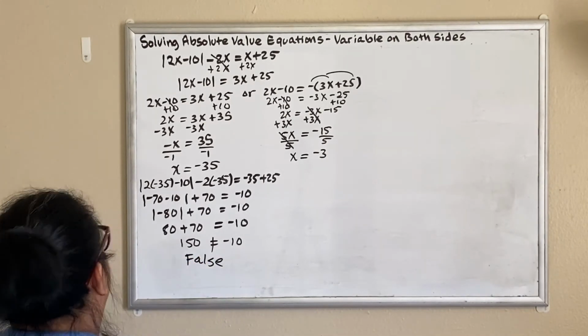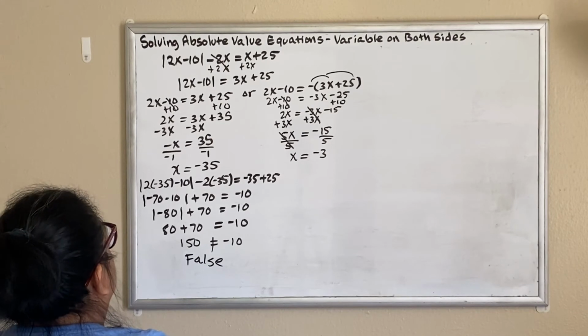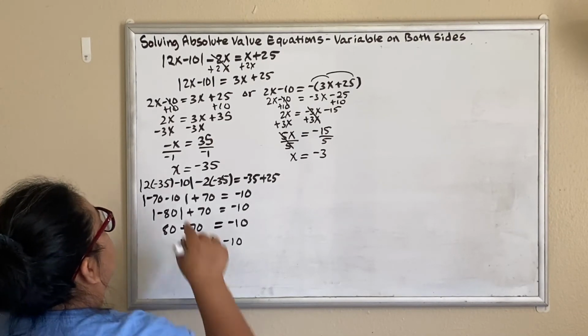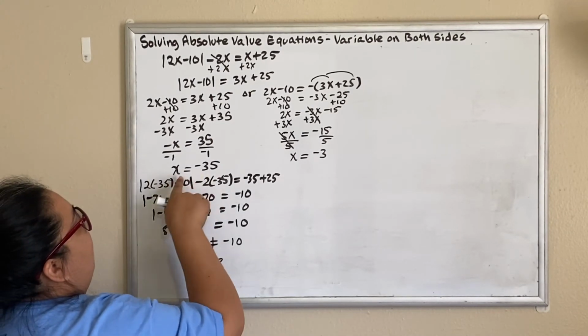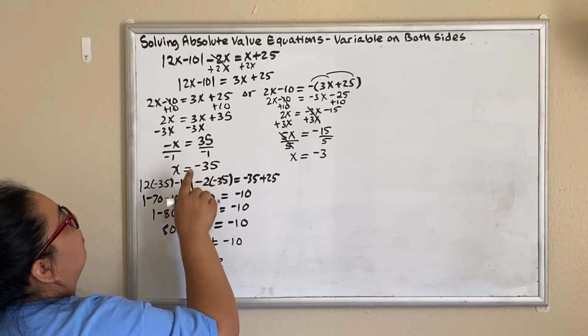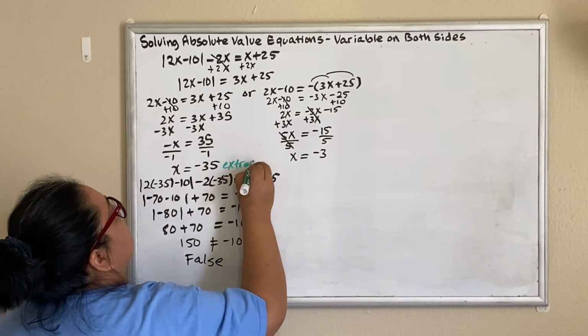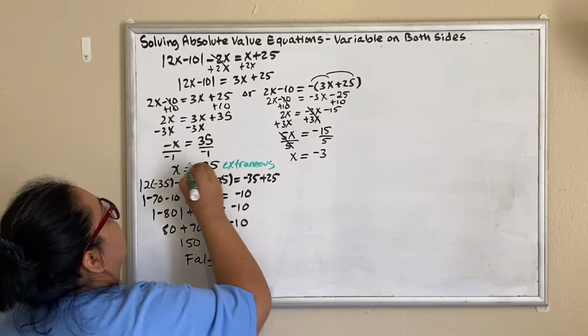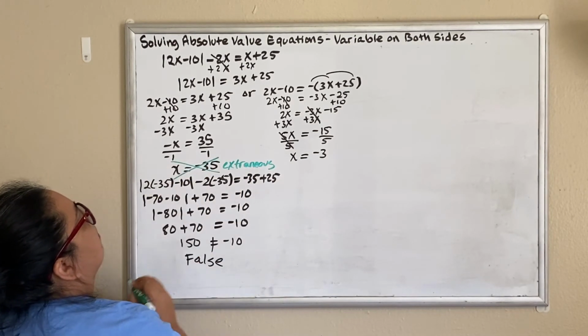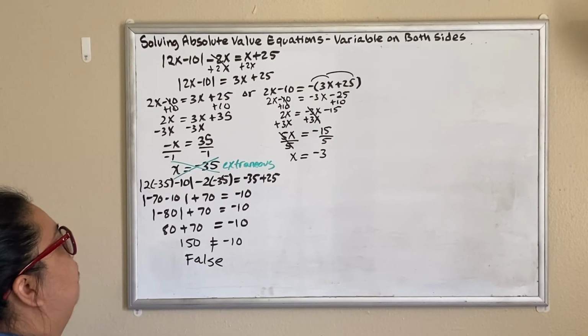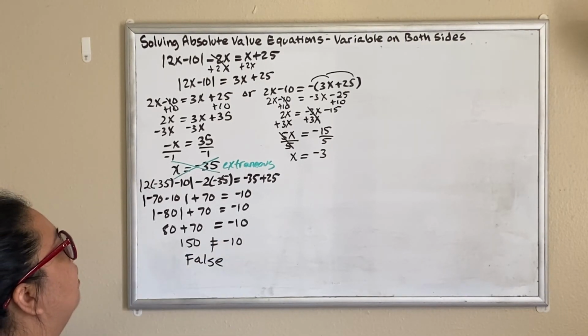So since this is false, that means that this solution right here is extraneous. So this is not a solution. We can cross it off, okay? So that's not a solution, so now we need to check -3.